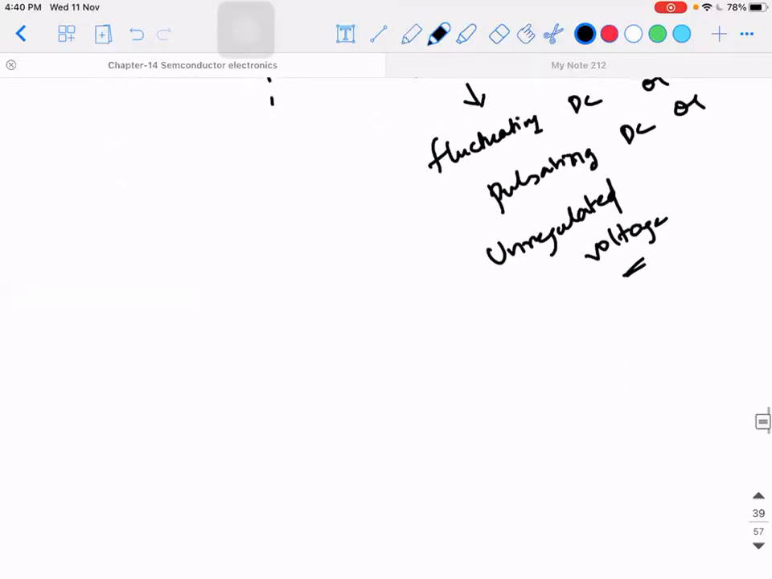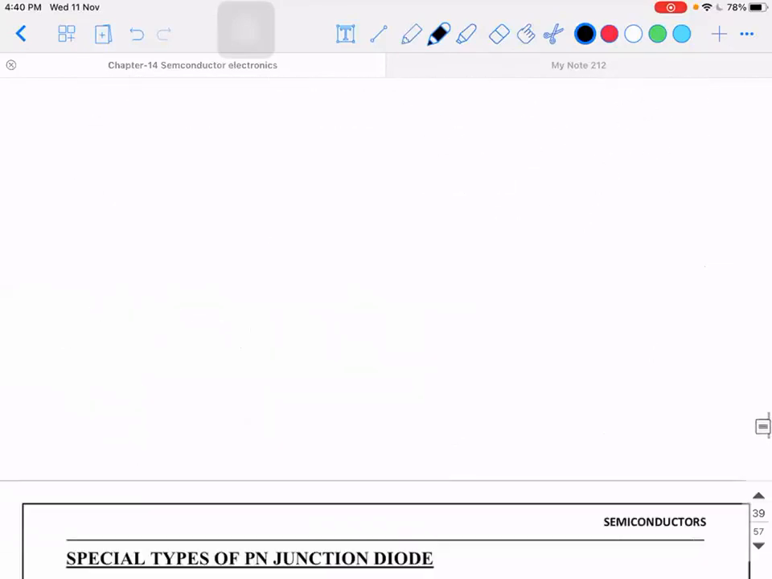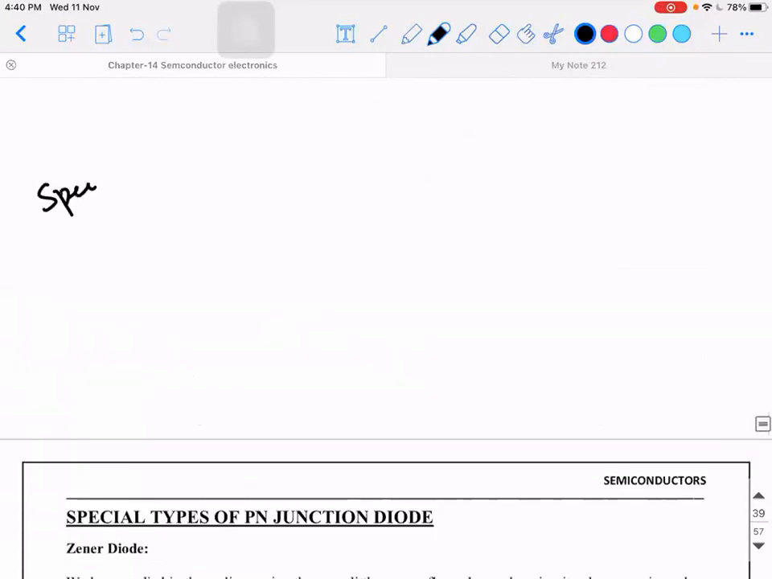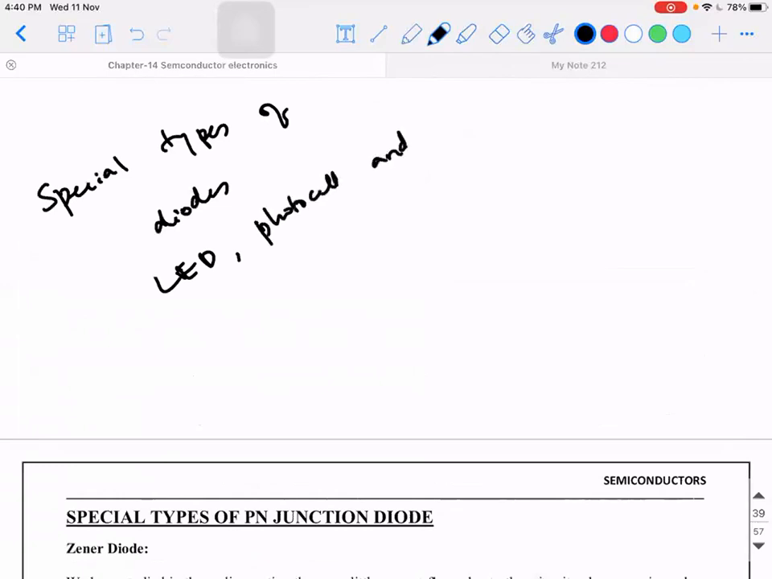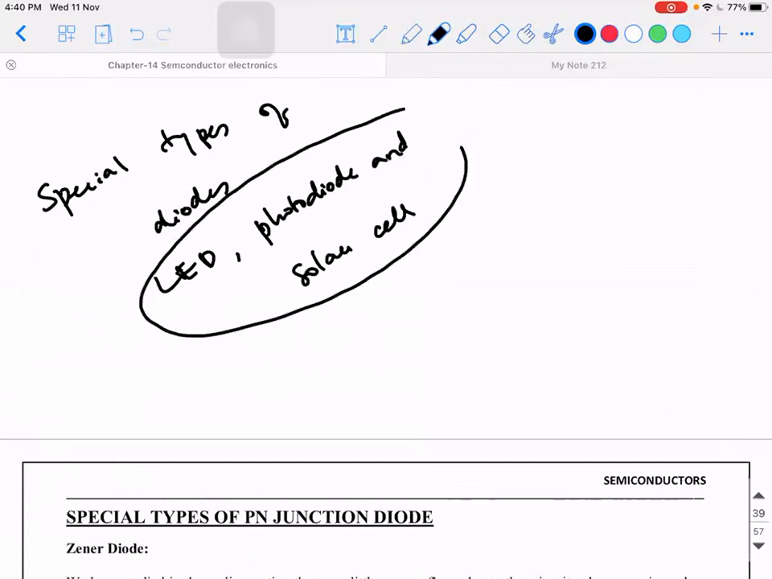Okay. So that's all with this chapter. Actually, they have removed the remaining parts. So in special types of diodes, you can just read about these devices: LED, photodiode, and solar cell. Okay, this is a completely theory part. There is nothing for me to explain in this. You can just go through it. What you need to do is read what the device is and study its characteristics. That's it. So this part alone I'm giving as self-study.